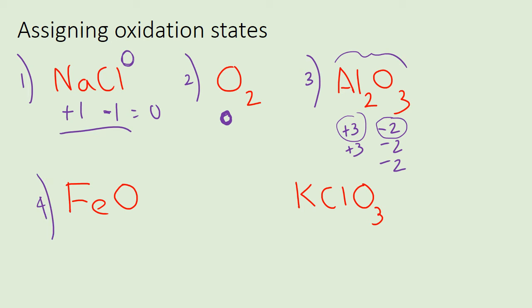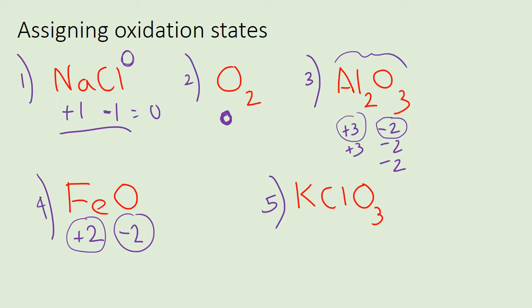Number 4, FeO. Well, O, this is a compound again. O is always -2, except when it's with fluorine or peroxides, and again, it must be balanced to 0, so that means iron must be +2. So the oxidation states here: iron is +2, oxygen is -2.